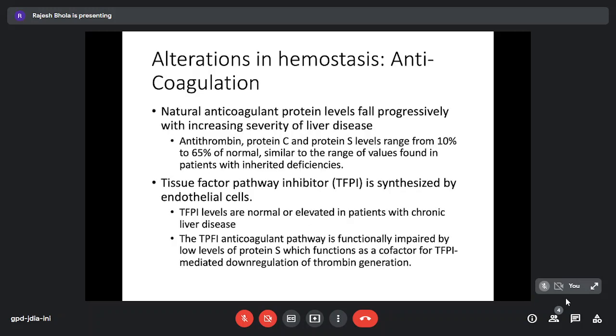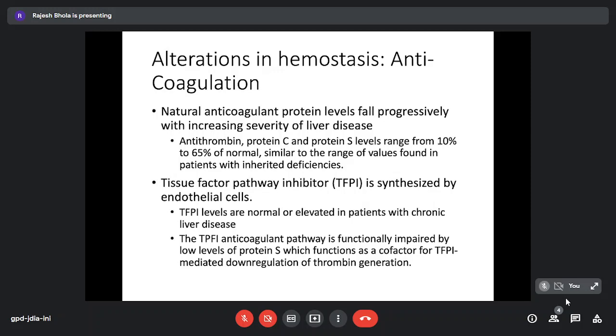Coming to the alteration in hemostasis in anticoagulation, these natural anticoagulant protein levels fall progressively with increasing severity of the liver disease. So what are they? Antithrombin, protein C, protein S, and their range is from 10 to 65% of normal, similar to the range of values found in patients with inherited disease. That means they will lead to more coagulation, or clot formation, or prothrombotic states.